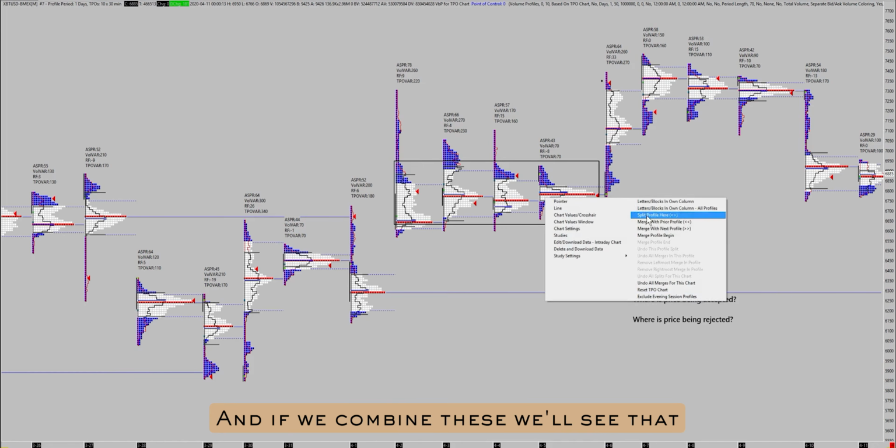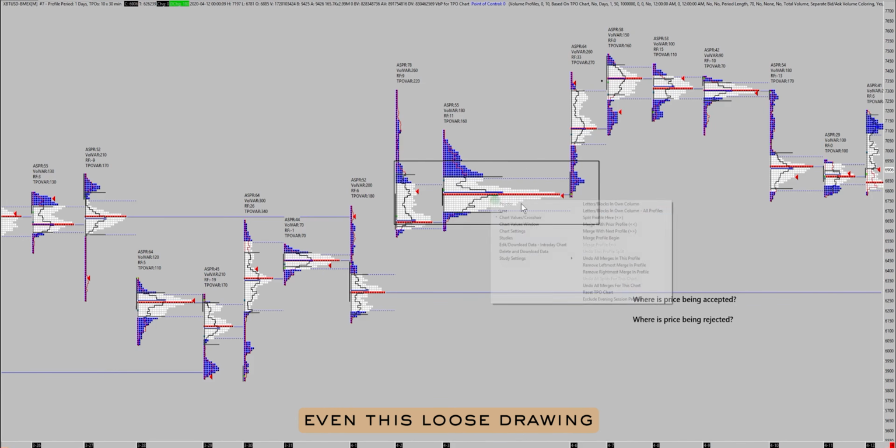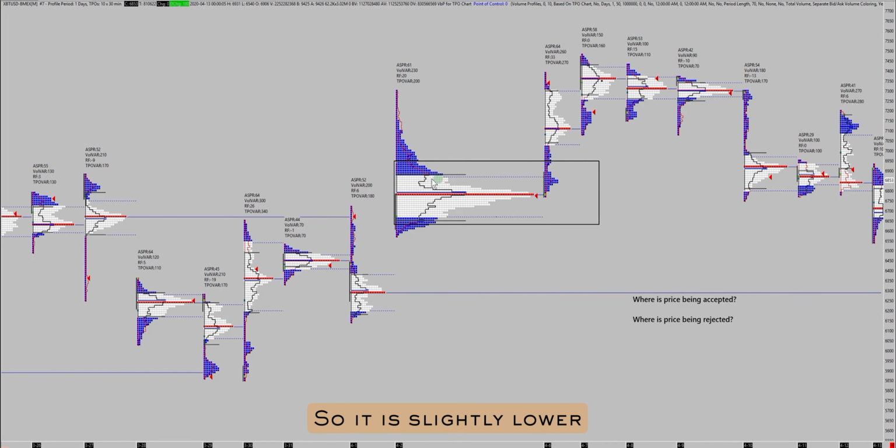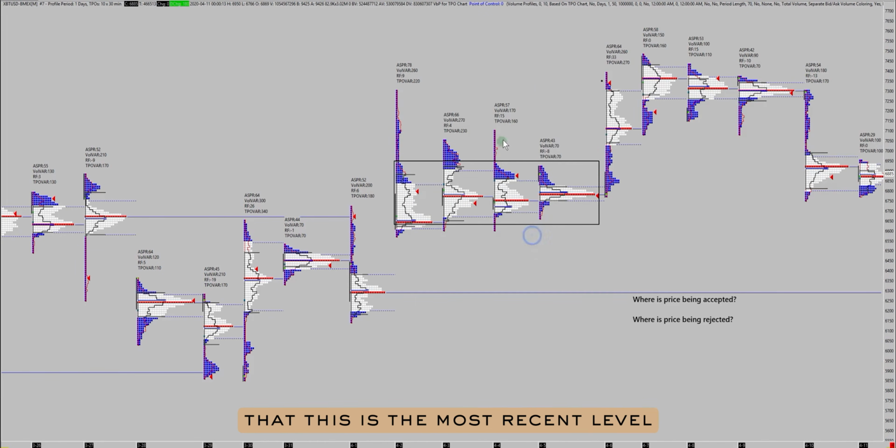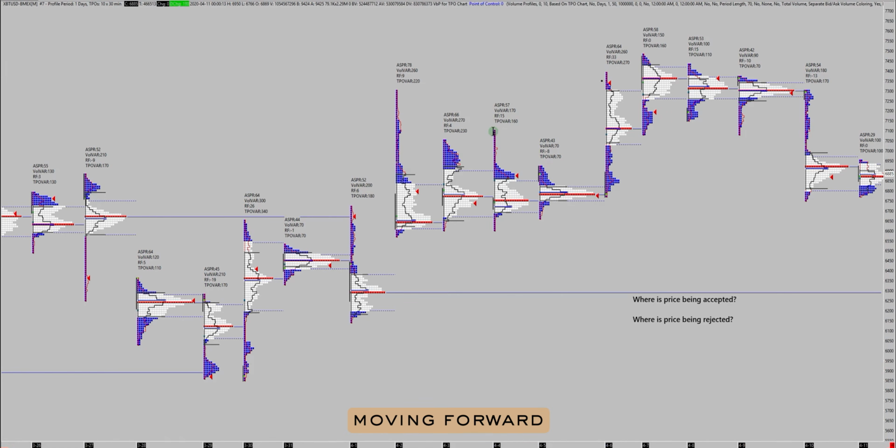And if we combine these, we'll see that even this loose drawing is likely pretty accurate. So it is slightly lower, but we get the idea. This is where the bulk of the activity occurred. So now we know that this is the most recent level from which price was rejected. So we'll look at this level moving forward.